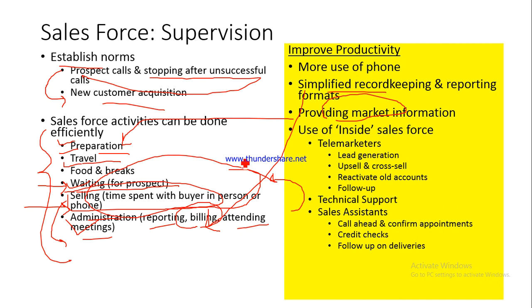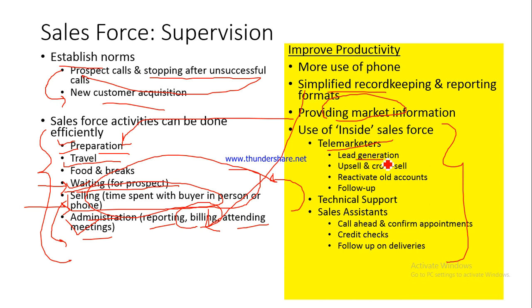Then, now this is very, very important, use of inside Salesforce. Now I hope you remember our discussion on inside Salesforce. Inside Salesforce, they would be manning the counters in the dealerships, in the retail points. They would be manning the telephone lines, and they would be known as inside Salesforce. They don't actually go to the field and visit the prospect or the customer. Now please understand, there could be telemarketers in your firm. Now their task would be to generate leads.